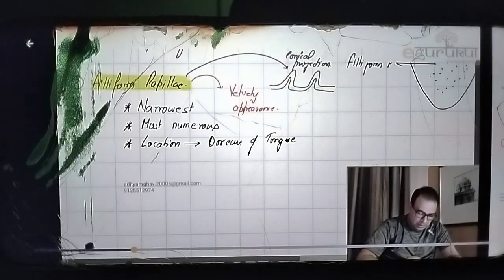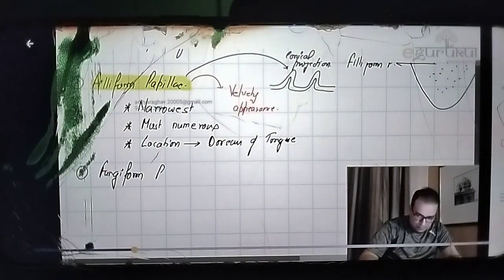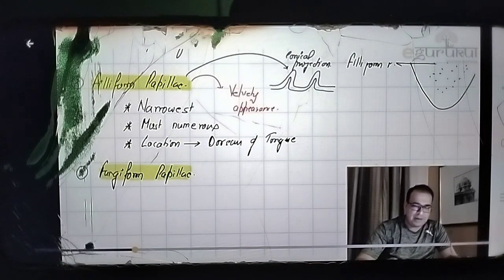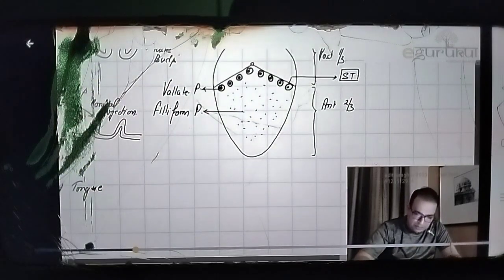Okay, third in the line are the fungiform papillae. Let me again tell you the location of the fungiform papillae, and then we'll talk about them. The fungiform papillae are present on the tip of the tongue, and they're also present on the margin. So tip and margin is the location. Let me use a different color here. If I'm using a red color here to show it, this is where the fungiform papillae are, and they are spread along the margin of the tongue.